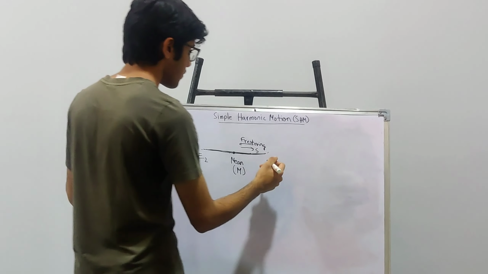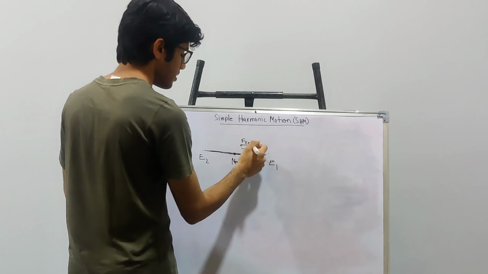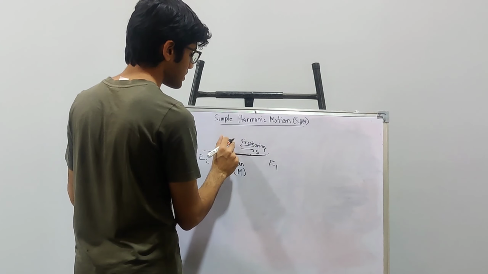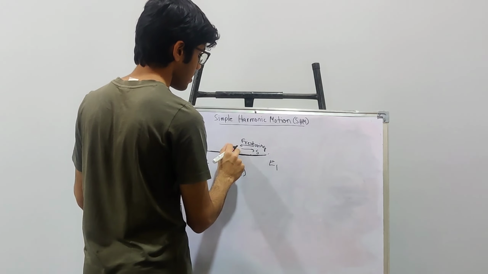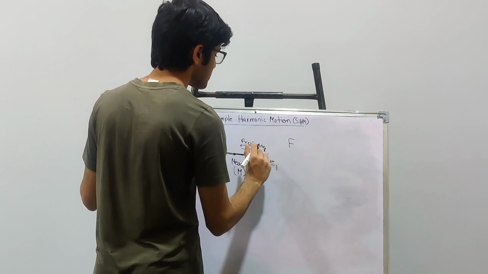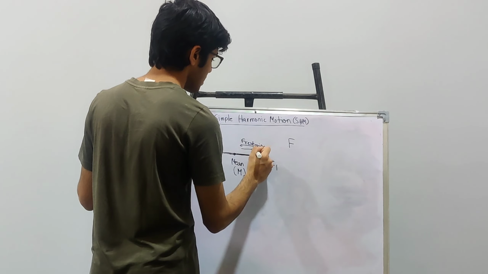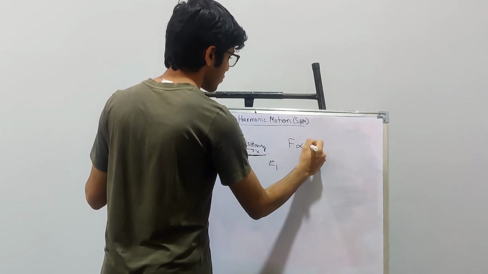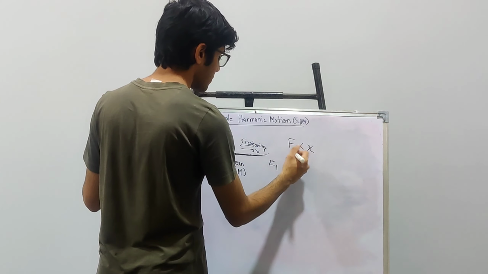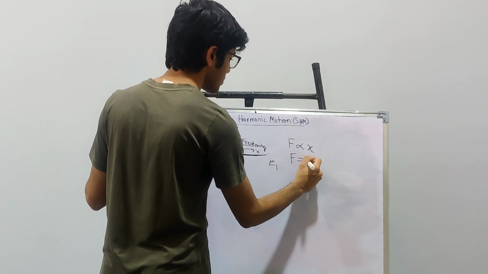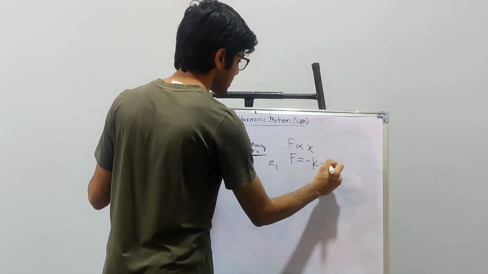So the restoring force F is directly proportional to the displacement. This displacement we can represent as x. So F is directly proportional to x, and both act in opposite directions. When we introduce a constant, it becomes F is equal to minus kx.